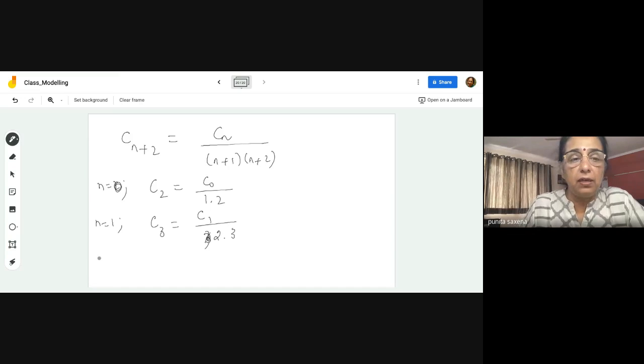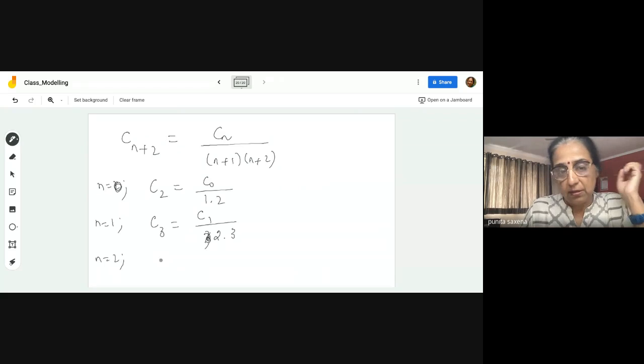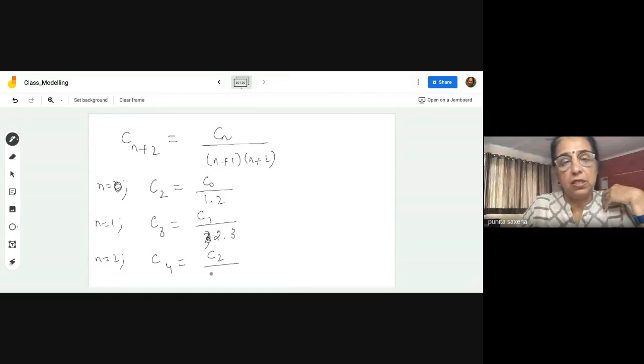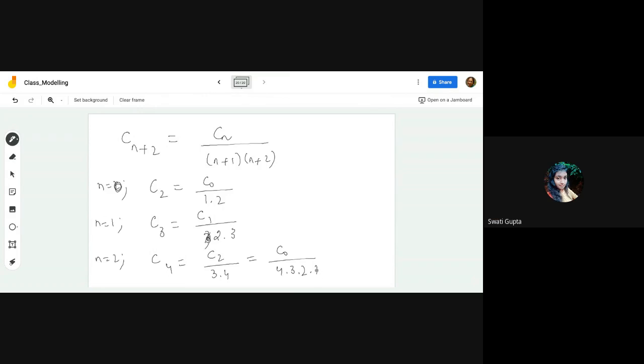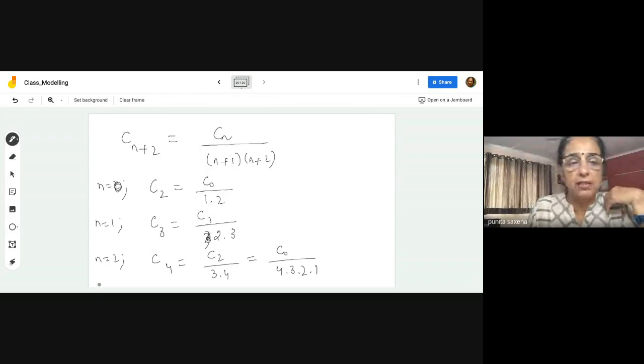What happens when n is 2? Write at least 5, 6 terms. So when n is 2, what do you get? C4. C4 is equal to what? C2 upon 3 into 4. But how much is C2? So that means what you get? C0 upon, I can write it as 4 into 3 into 2 into 1. Can I write it like this? Yes, ma'am. Now, what happens when n is 3?